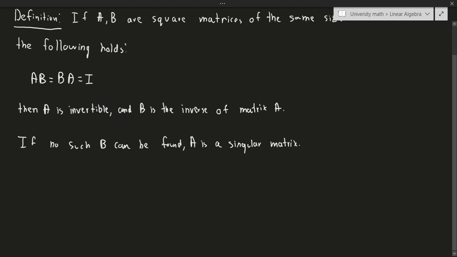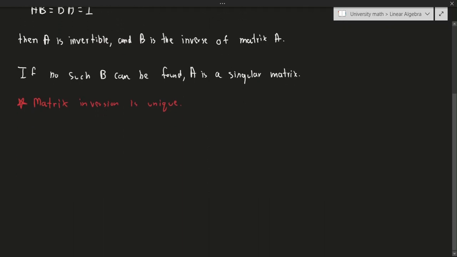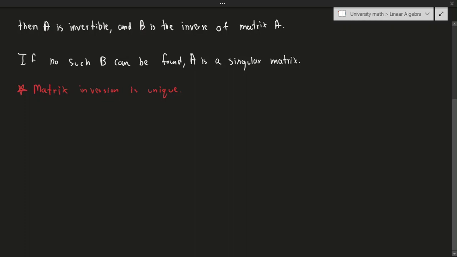Once again, inverses only make sense for square matrices. If the matrix isn't square, you can't define the concept of an inverse. I should also note, and this is very important, every matrix only has one unique inverse. So matrix inversion is unique. Every matrix has exactly one inverse. It doesn't make sense to define multiple inverses, kind of like how a function only has one unique inverse in algebra. You can only have one matrix inverse for a particular given matrix.